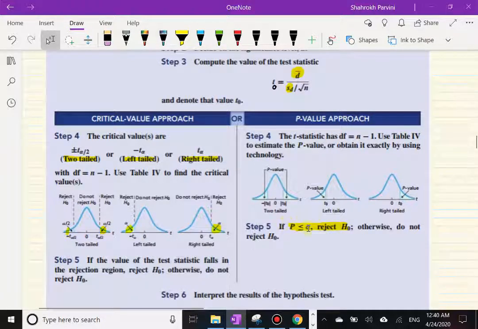P-value criterion: p-value less than or equal to alpha, we reject the null. Now here's where I want to have your attention, on our test statistic. This is d bar, the average difference. This is s sub d, the standard deviation of those differences.